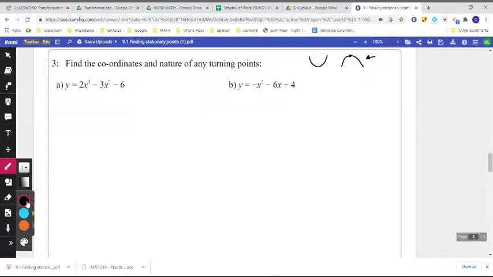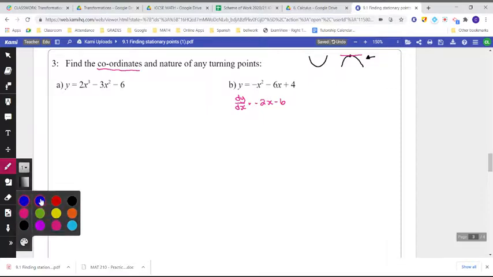Whenever we're looking for coordinates of a turning point, you always start with finding the derivative, because at this point in our graph, our derivative is 0. We have no slope. So the derivative, dy/dx, is going to equal negative 2x minus 6. At any turning point, our derivative is always equal to 0, so we're going to set it equal to 0.